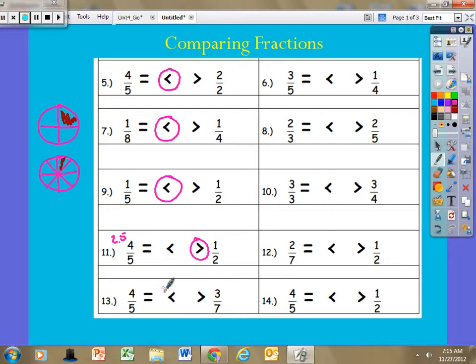Okay, I go to this. 4/5 is equal to, less than, or greater than 3/7. Well, I look at this one. Which one's closer to being 1 whole? 4/5 is 1/5 away from being 1 whole. 3/7 is 4/7 away from being 1 whole. So I'm going to go with 4/5 is greater than 3/7.